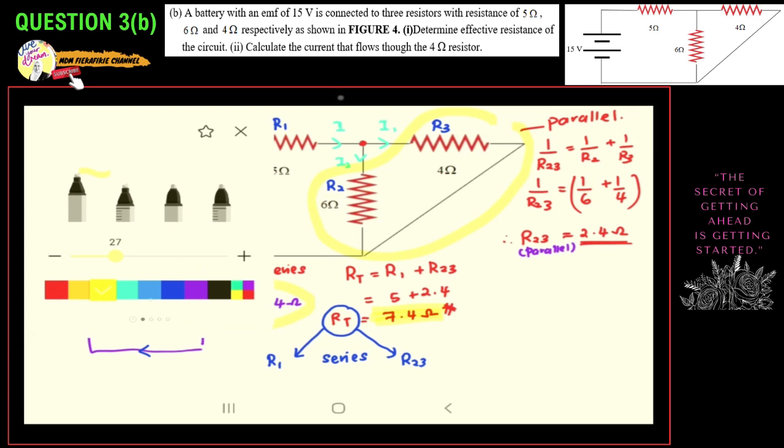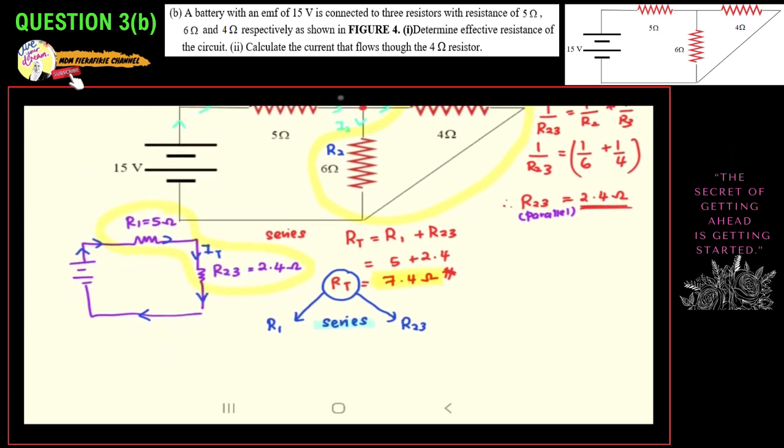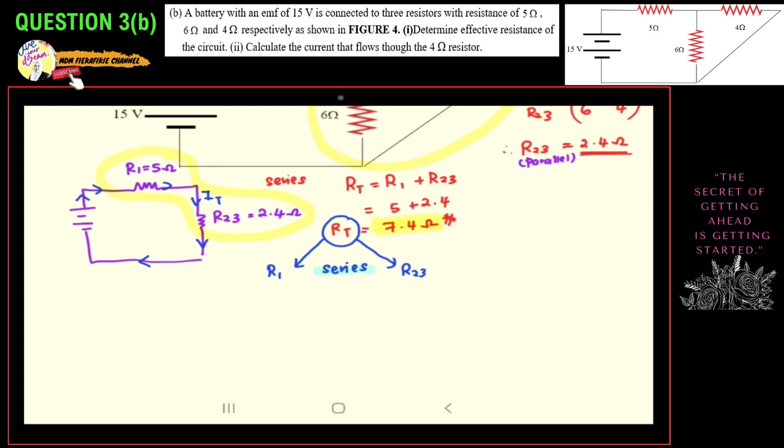Okay, so let's put another color. So they are in series. Now when they are in series, it means that the current I total will be equal to the current that passes through R1, and it is also equal to the current that passes through R23. So we must calculate our I total first. So let's calculate the I total.